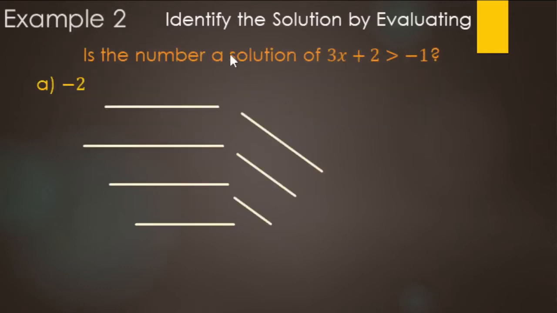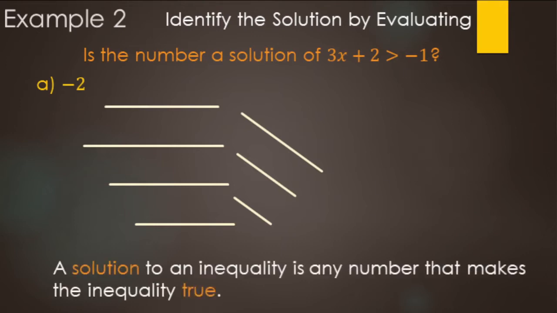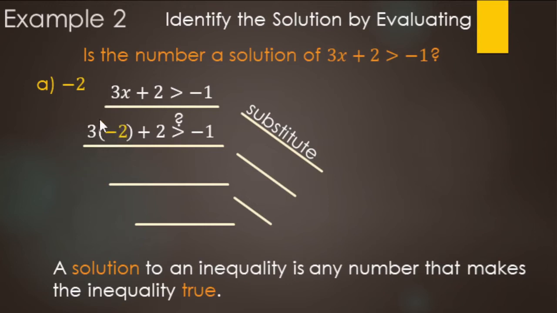All right, identify solution by evaluating. So is the number, in this case -2, a solution to 3x plus 2 is greater than -1? So remember, our solutions are numbers that make the inequality true. So we're going to do this by using substitution or evaluating. So we start with our original inequality, and now we're going to switch our variable with the number that we are trying out. In this case, that's going to be a -2.